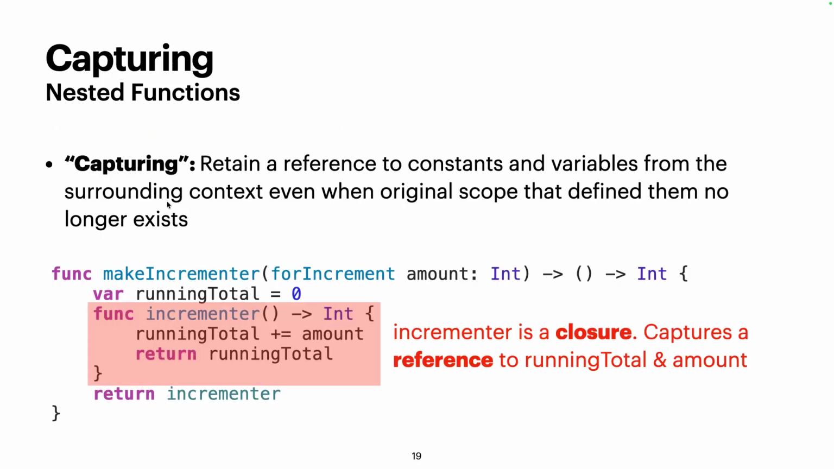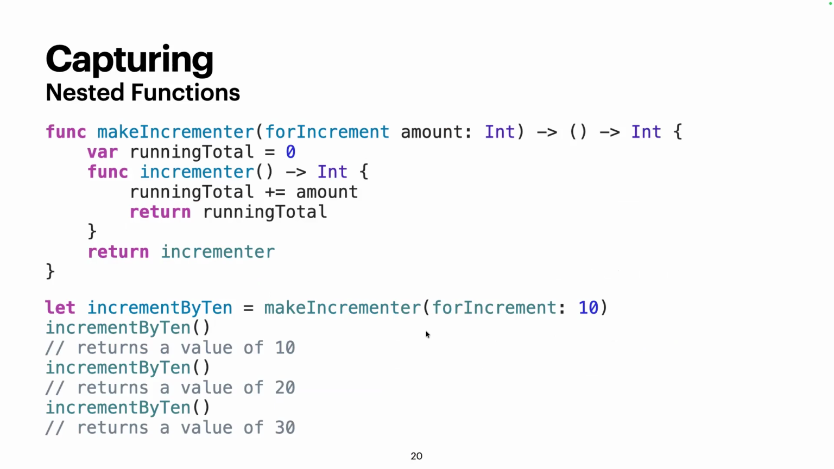It basically runs a running total. Here's the function, it returns it, and that's all it does, right? But within here, it's able to capture it. It's able to retain the value of amounts that we could use later on.